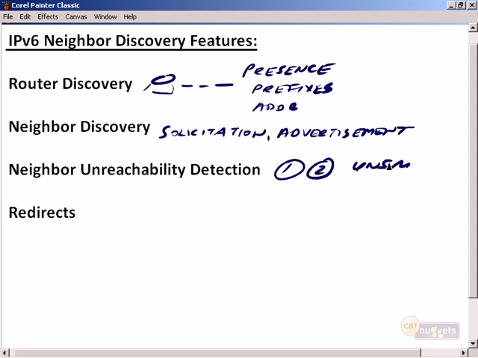any next hop reachability. And then finally we have redirects, which are a lot like what we had with the ICMP redirects. Routers use this to inform other hosts on their links that there's a better hop for a particular destination. This allows the router to help our endpoints make the most efficient local routing decisions that they can.